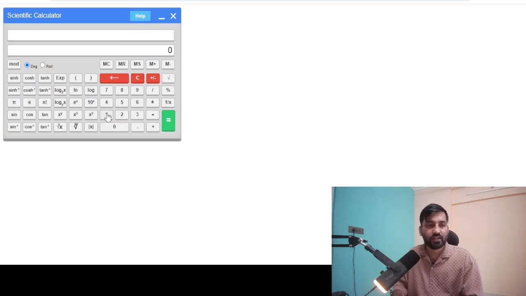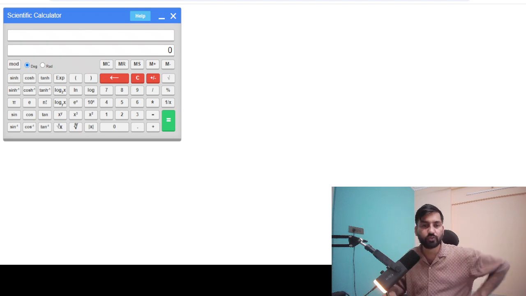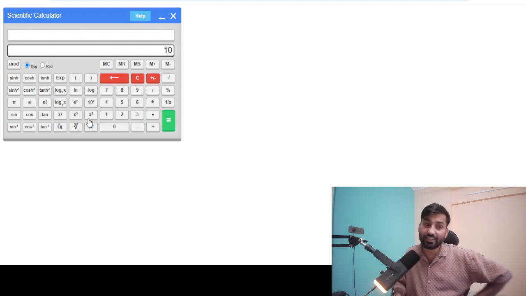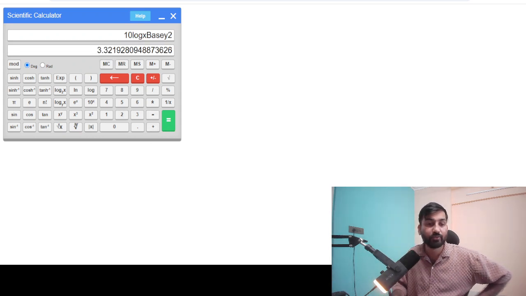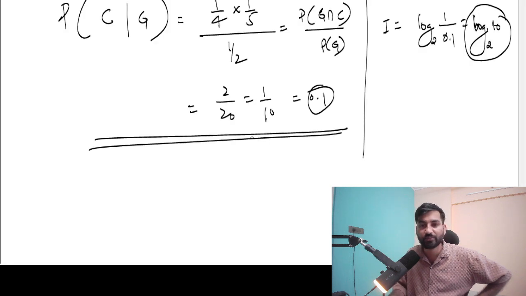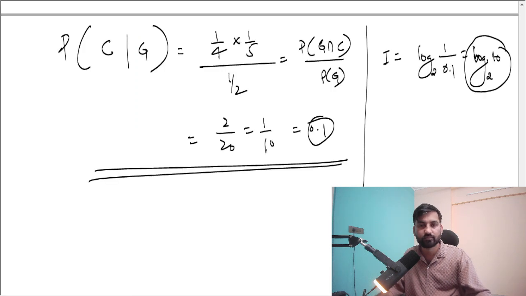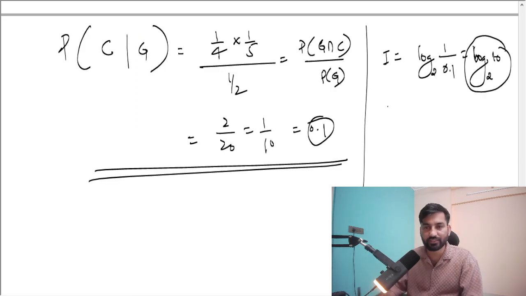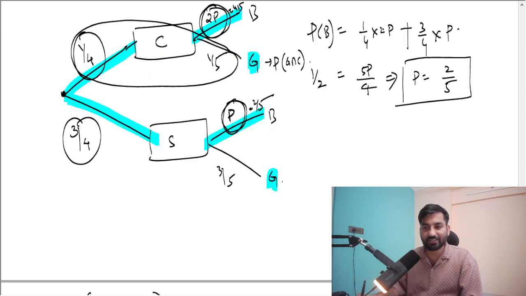Let me repeat it. What you have to compute here is log 10 base 2. So first you put 10. Then take this option, because it can give you a different base log. Then put 2. Press equal. You will get 3.321. I hope this makes sense. Okay? So the answer will be 3.321. Now let me get back to the question.